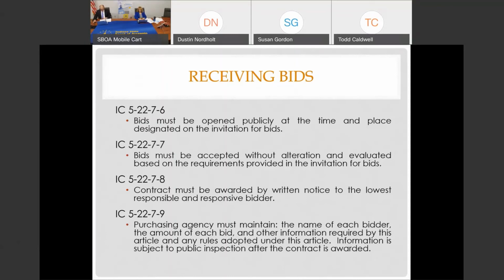And then in Section 9, the purchasing agent must keep the submitted bid and maintain a record of the names of each bidder and the amount of each bid, and all of those are open for public inspection.